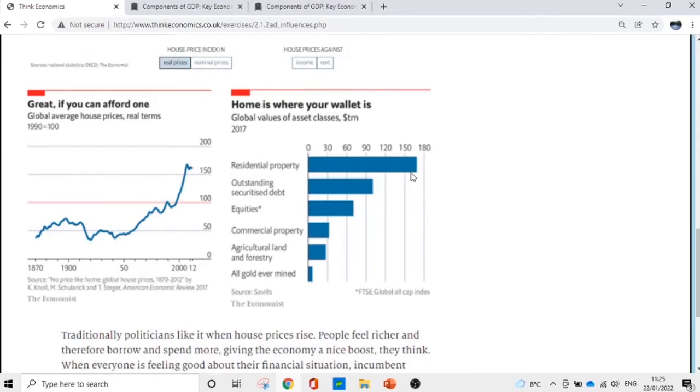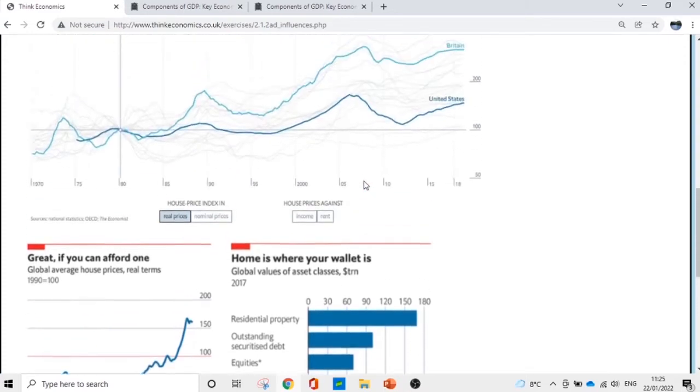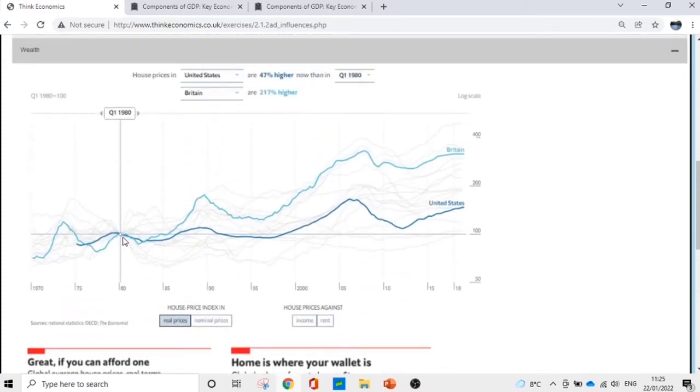So that's where a lot of people's wealth is, and residential means people's houses and flats, the things they own. It completely outstrips equity, that's to say stocks and shares, but stocks and shares are a big part. Gold is a big part of your wealth, but as you can see, it doesn't come anywhere near the value of residential property globally. And property values have gone up, as we can see they have done in both the UK and the United States over the past 40 years.